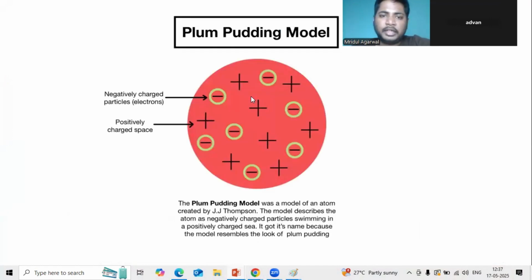You can see over here the plum pudding model that is given by J. J. Thomson. It says that you have a positively charged system around which the electrons are there, and they are basically neutral in size. So the positive and the negative charges balance each other, and you have got a plum pudding model like this. You remember that?